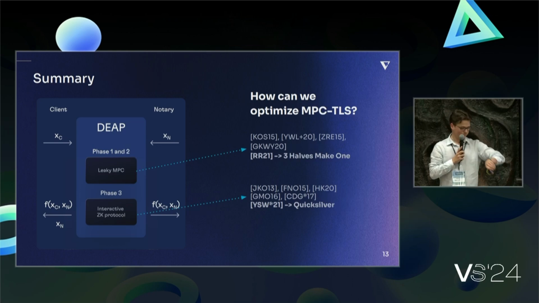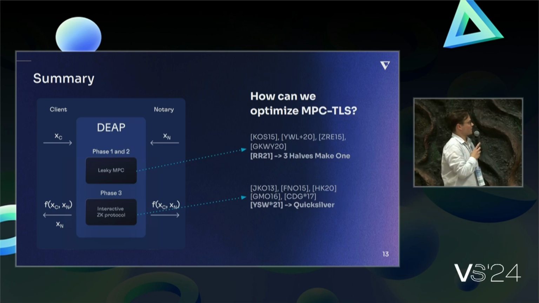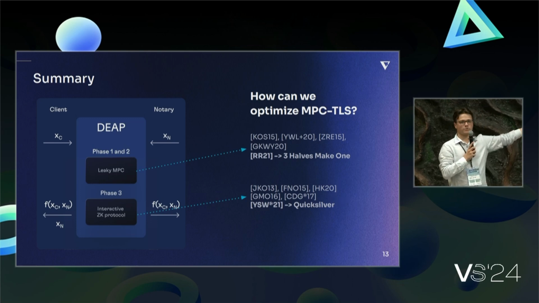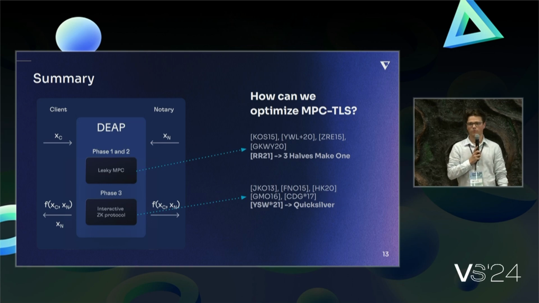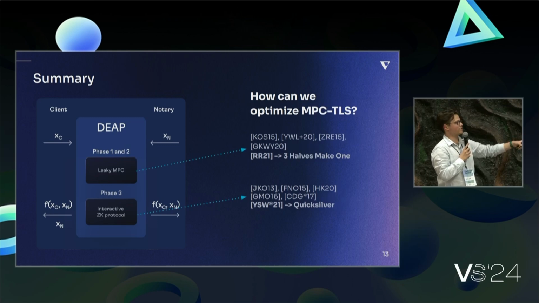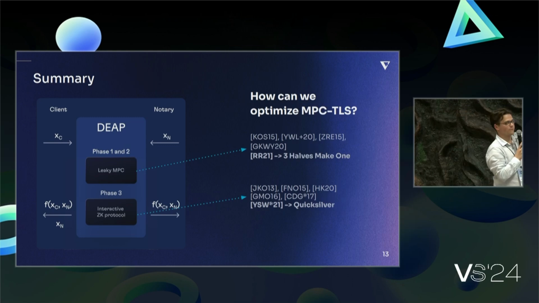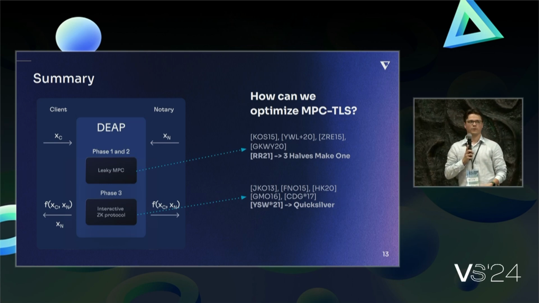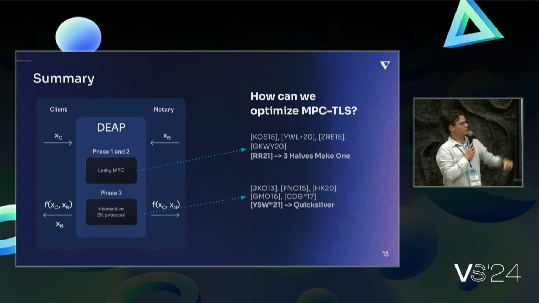So to sum it up, the first point for you to take home is that you can look at the MPC TLS protocols as such a black box. You do leaky MPC to compute the output, and then you plug in IZK, an interactive ZK protocol, to make it secure. And this gives a pathway for optimizations. You can optimize for MPC: you can find more optimal garbled circuits, you can find more optimal oblivious transfers. So that's one way to optimize the stuff.